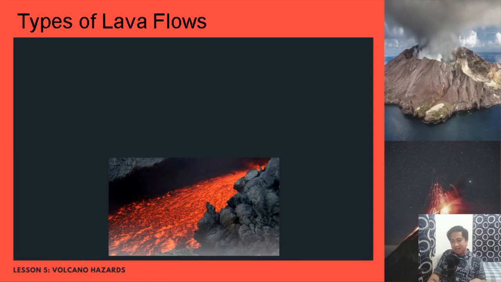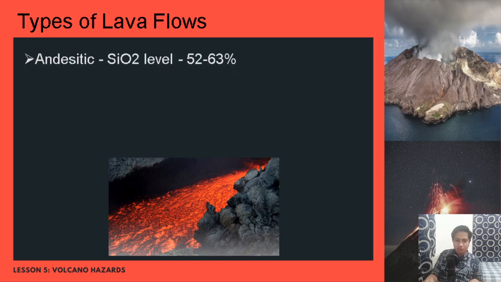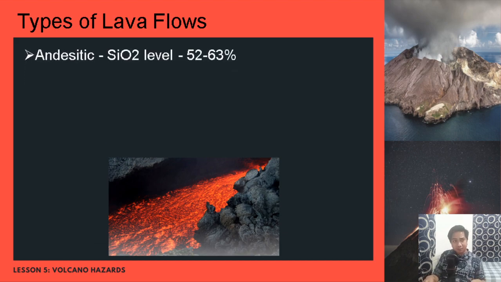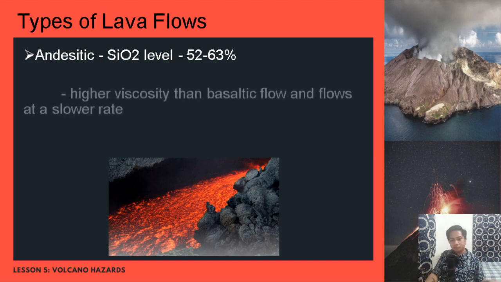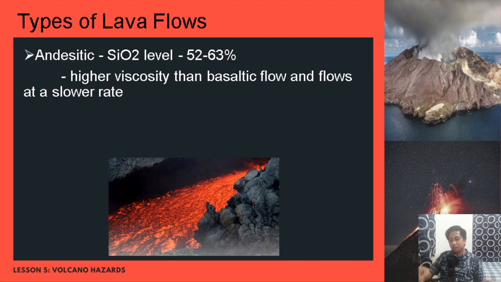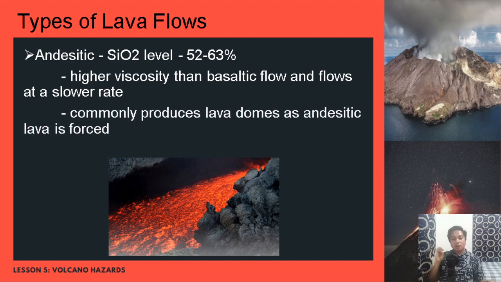we also have the second classification of your lava flow, which is your andesitic. So, it came from the word andesite. Kung kisabala sa mga bato, we have your andesite rocks. Usually, it contains your silicon with 52 to 63% of the silicon content. So, medyo lapuyot siya or viscous compared with your basaltic lava flow. So, it has a higher viscosity than your basaltic lava flow and commonly produces your lava domes as andesitic lava is forced. What does that mean?